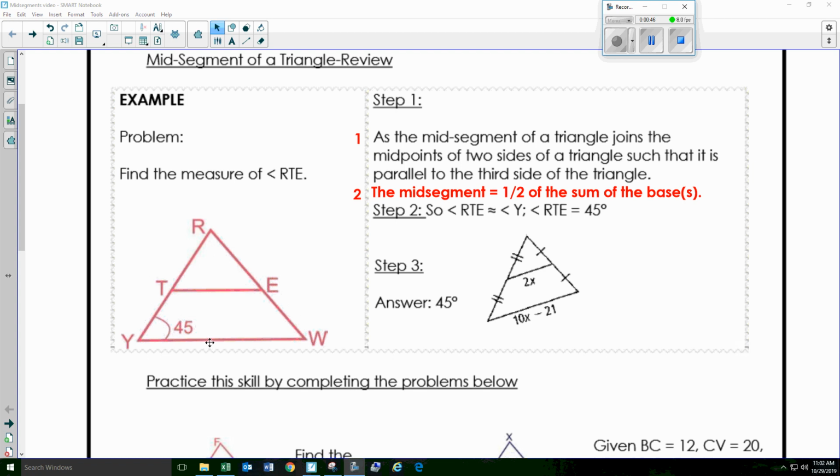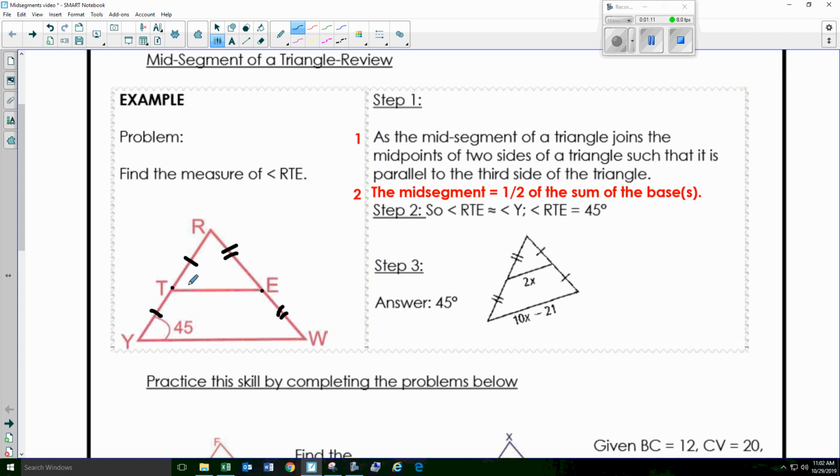Okay, so there are two characteristics of the mid-segment. Mid-segment, again, would mean that this is equal to this. We take the midpoint, so T is the midpoint of RY, and E is the midpoint of RW. So these two are equal. So we connect the two midpoints, and that becomes the mid-segment.